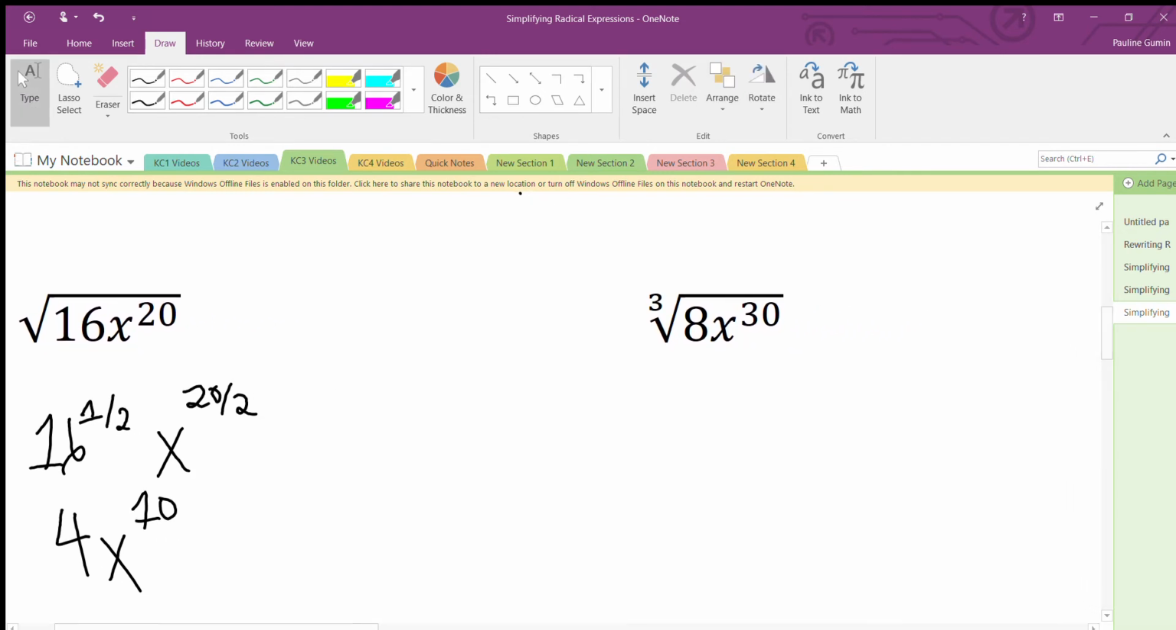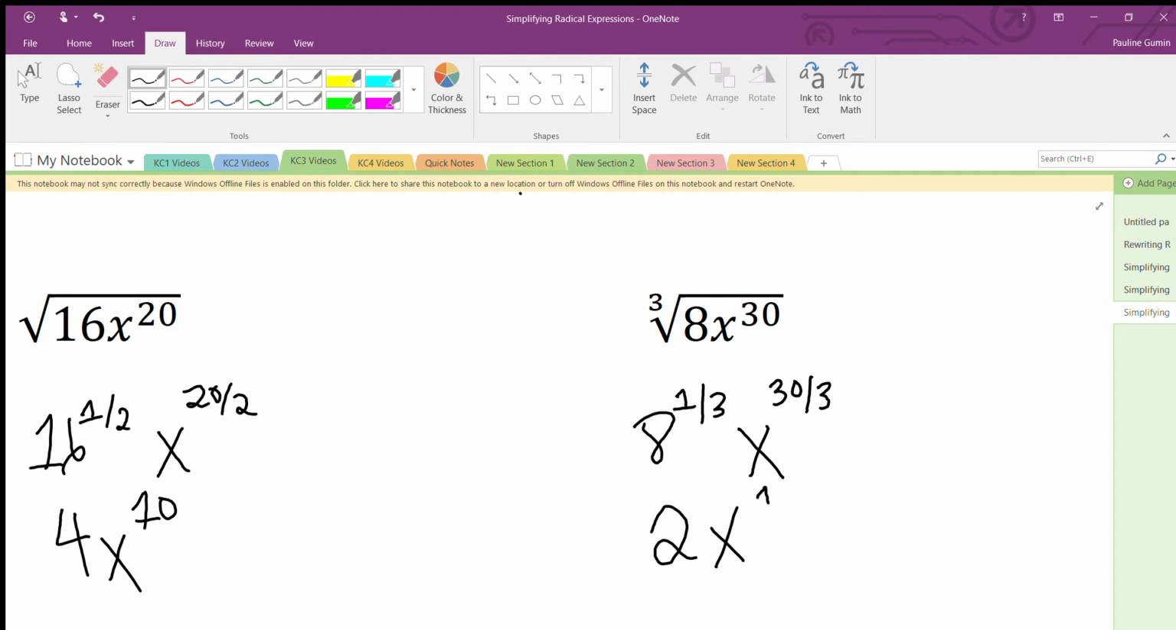Okay, the cube root of 8x to the 30th. 8 is the base. Exponent of 1, root 3. X is the base. Exponent of 30. The root is 3. 8 to the power of 1/3 is 2. 30 over 3 is 10.